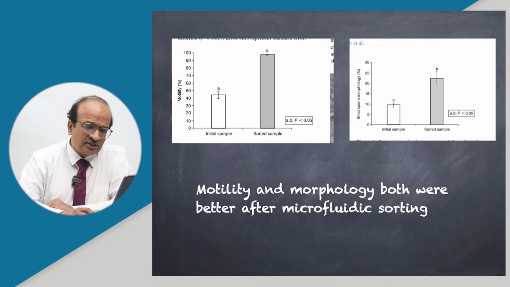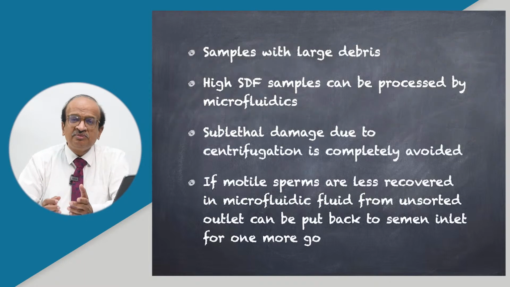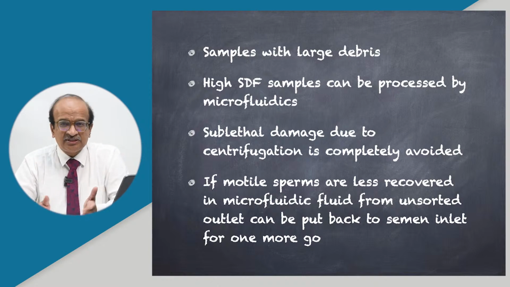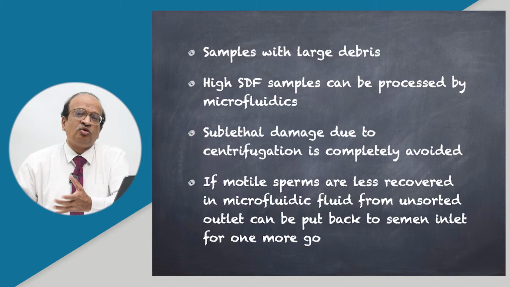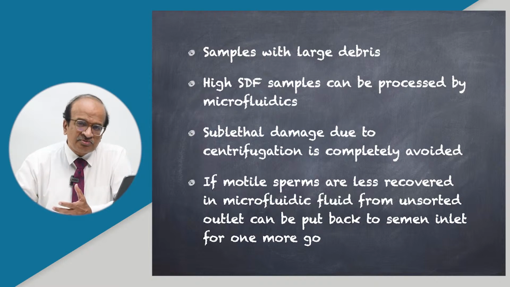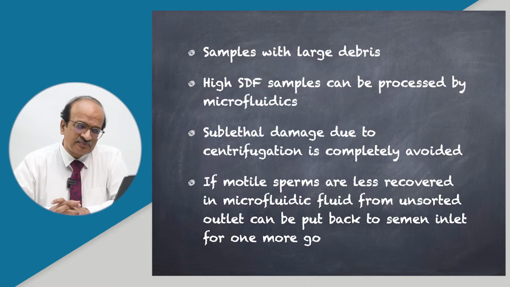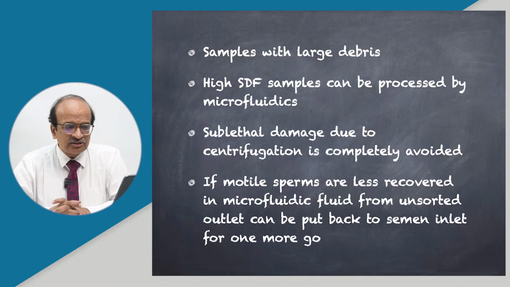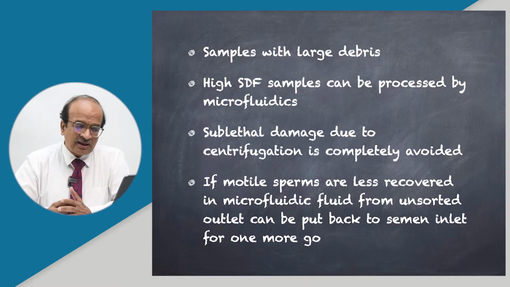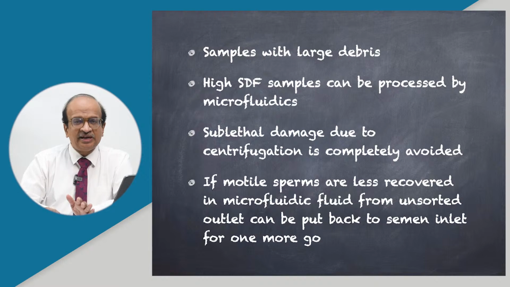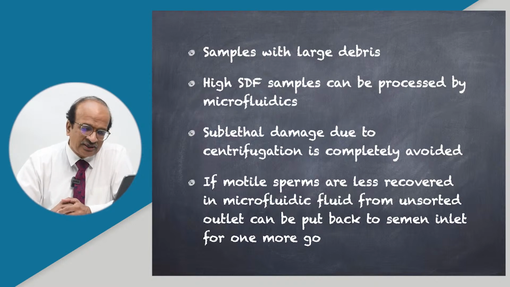There is a subtle advantage of this technology. For semen with a large amount of debris, this is a much better technology, because all that debris can increase the reactive oxygen species and cause sperm damage and fertilization failures. High sperm DNA fragmentation samples can be processed by microfluidic again, and sublethal damage due to centrifugation is completely avoided when you use the microfluidic technique.